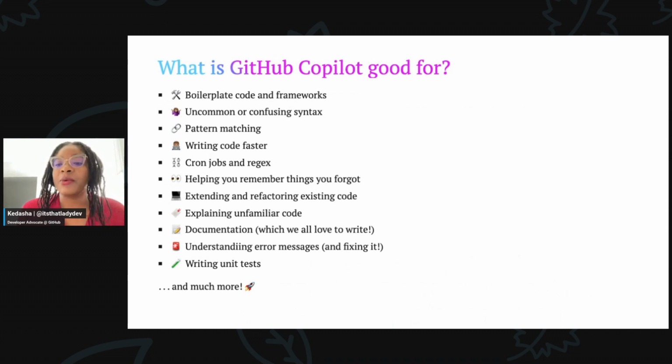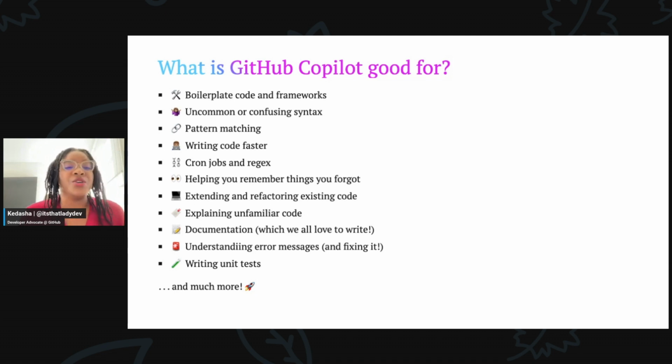So what is GitHub Copilot good for? It's good for a lot of things, but what it does really well is boilerplate code and frameworks. So like getting up and running with a new framework or a new tool, or writing that code that you write all the time to get a server running or to create a form component. GitHub Copilot is really, really good at writing those.